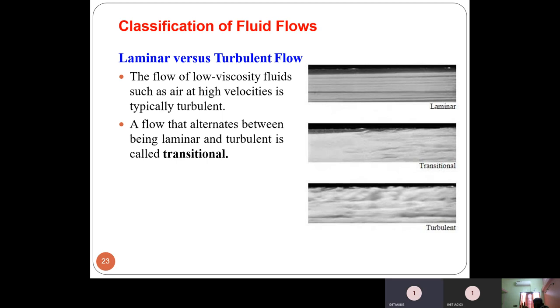Critical Reynolds number for pipes is 2300, and critical Reynolds number for plates is 5 × 10⁵. Very important. Okay, next, the next classification.